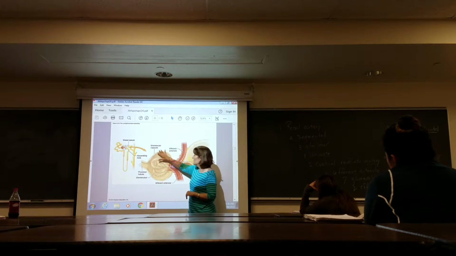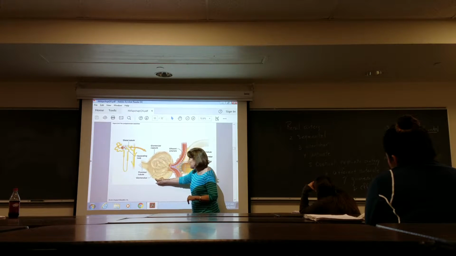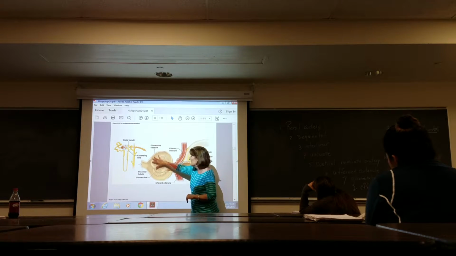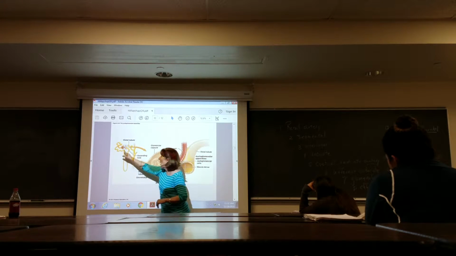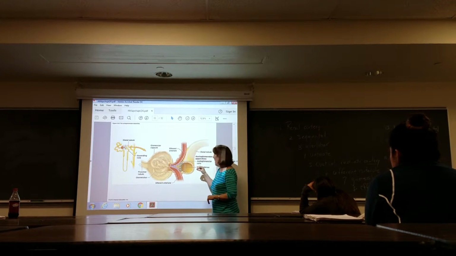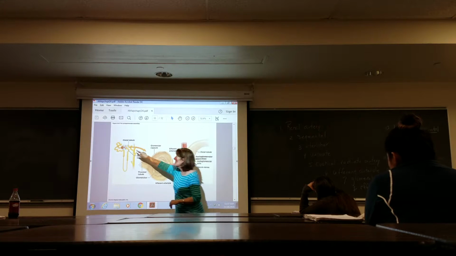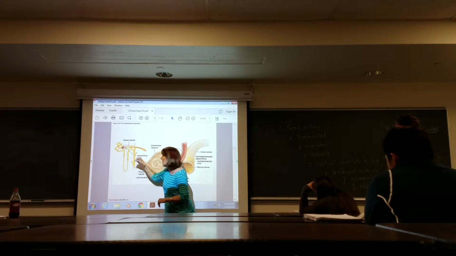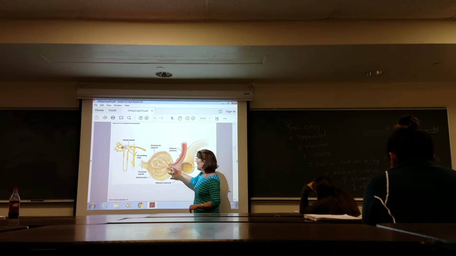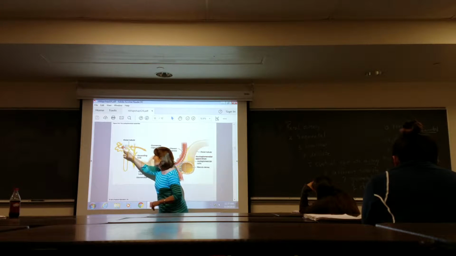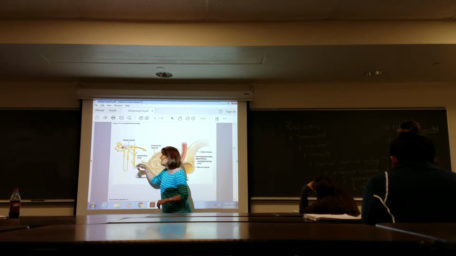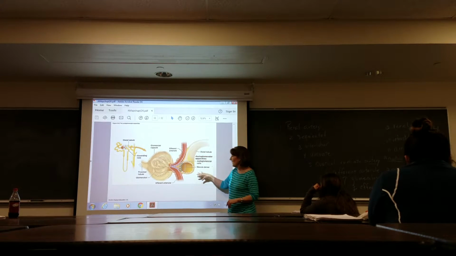Here's the Bowman's capsule, here's the glomerulus, this is the renal corpuscle, this is the beginning of the proximal convoluted tubule right here, so that's what we've got there. This is part of the distal convoluted tubule here. And this part here in red is the arterioles coming in and coming out. So we kind of zoomed in for this little special area.